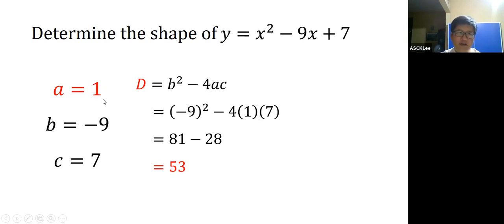So here you have a positive, here you have positive again. This one tells me that the curve opens upwards. This one here tells me that there are 2 roots. Okay, so this is what the curve looks like.